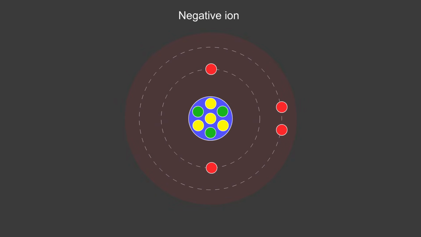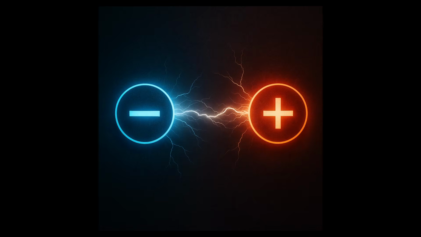If a neutral atom takes on an extra electron, its total negative charge will exceed its positive charge, and the atom will become a negative ion and repel other electrons that come near it. That's all for today. In the next video, we'll try to figure out what an electric field is and what happens when you put a bunch of charges of the same type together.